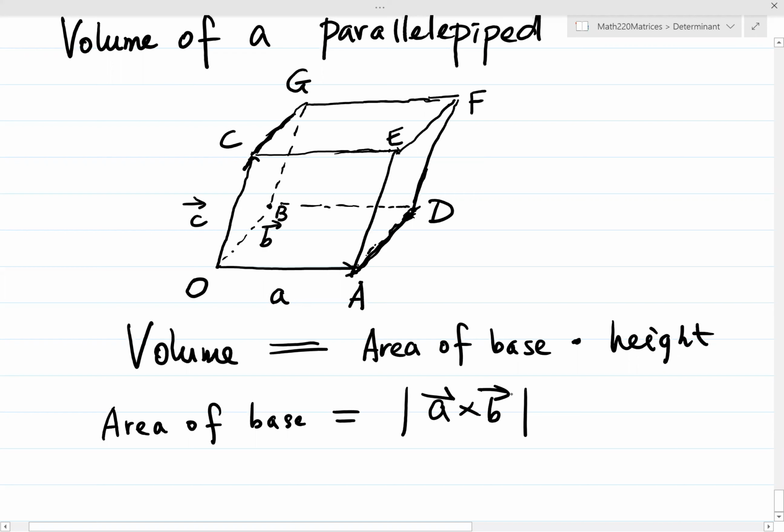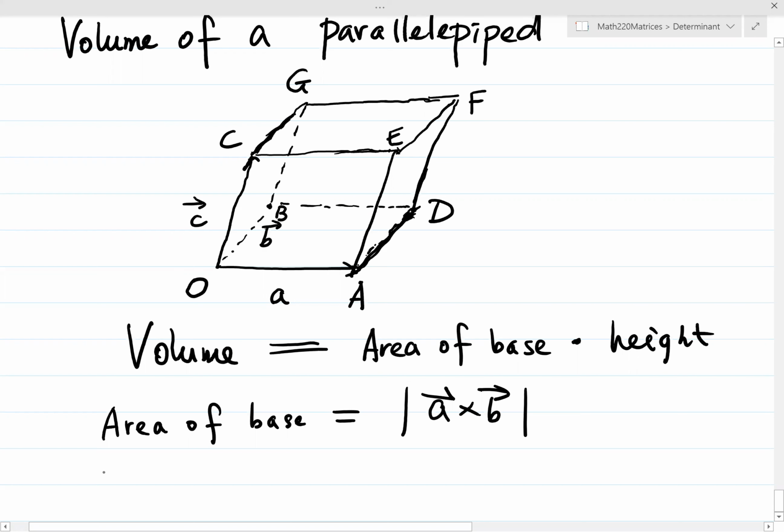Now, the direction of A cross B is vertical, okay? Suppose we put the base on a flat horizontal surface. A cross B will be perpendicular to the base, okay? So it will be the vertical direction.